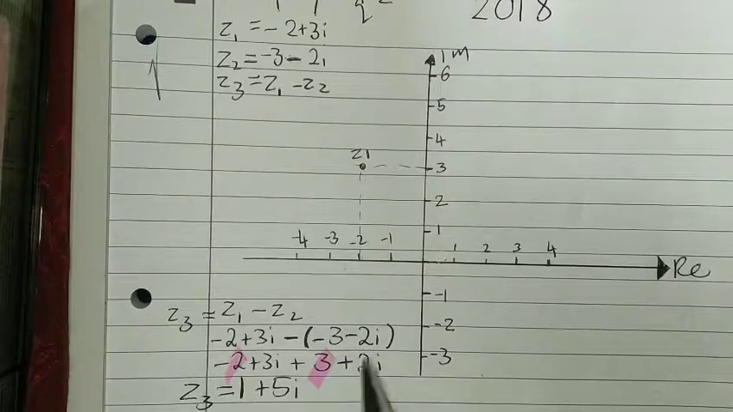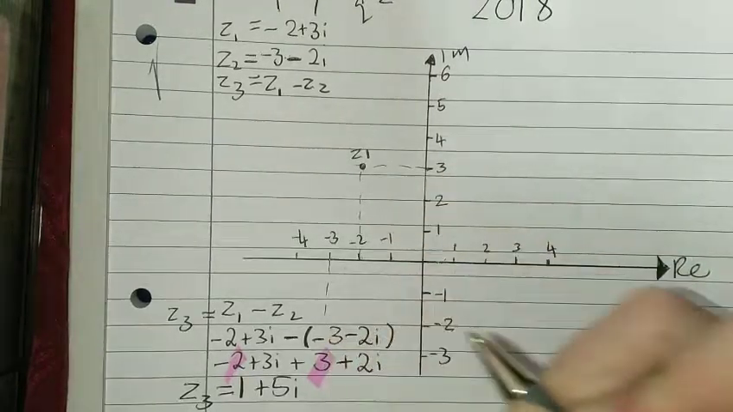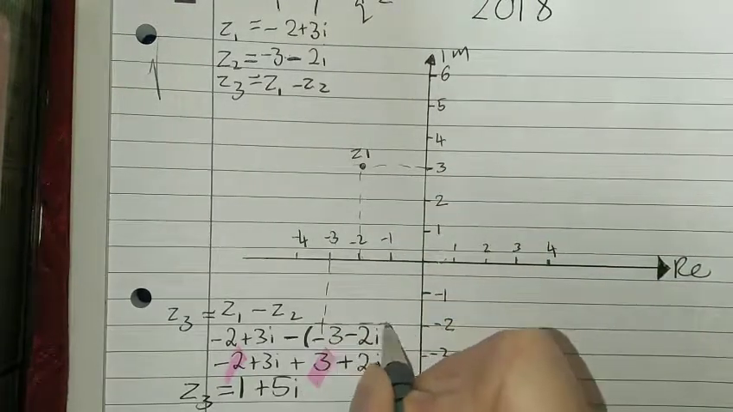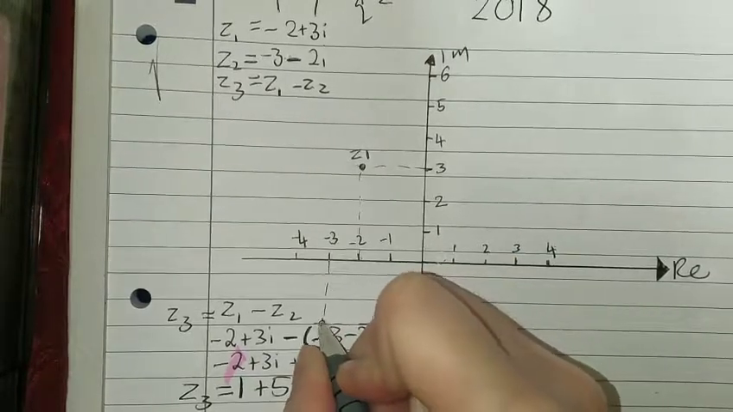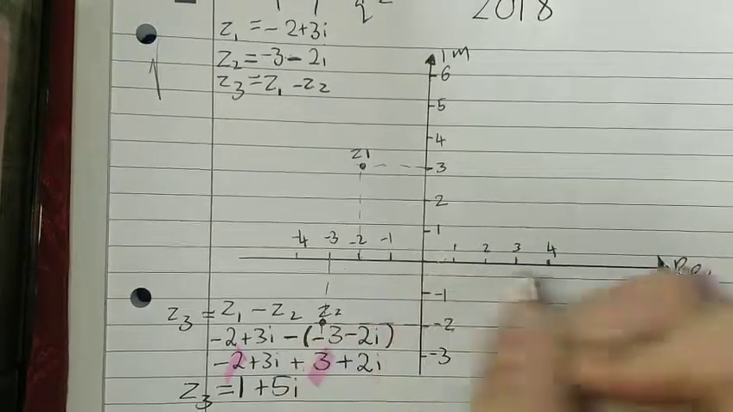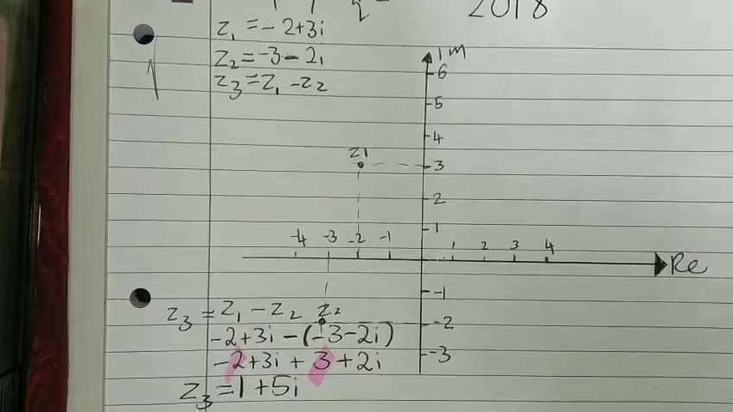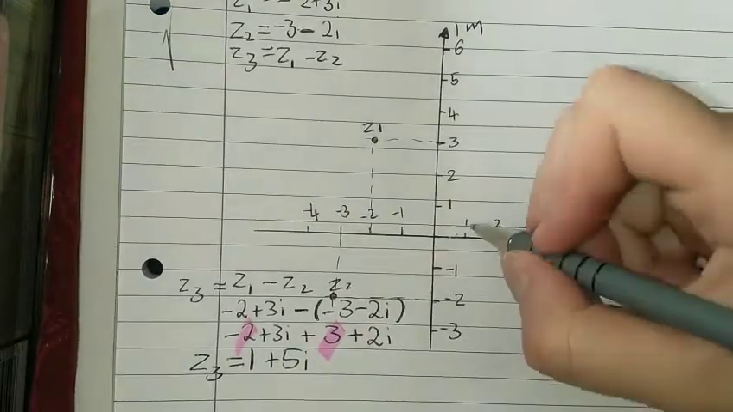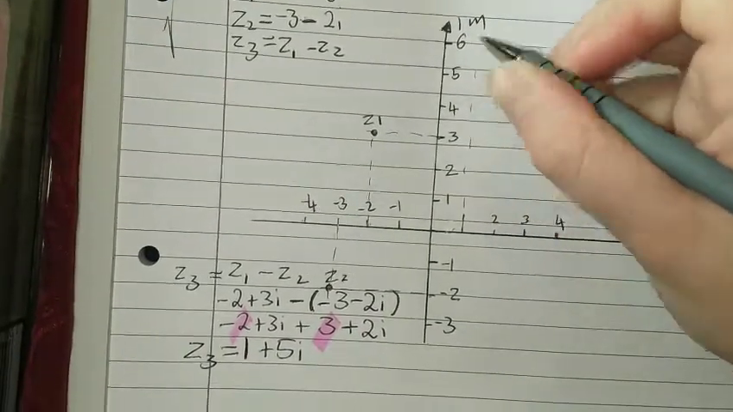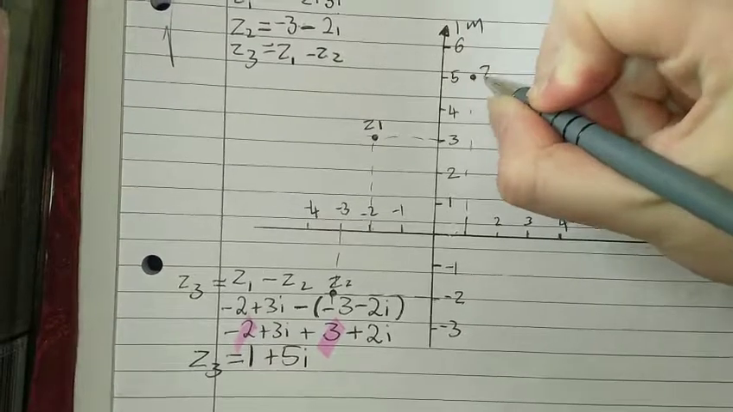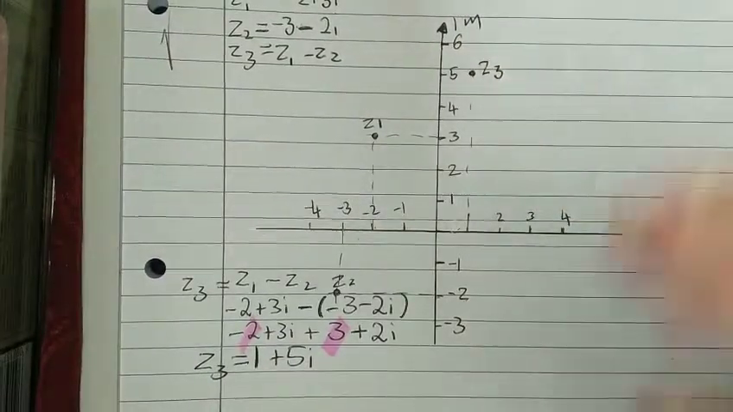Then Z2 is minus 3 minus 2i. So across minus 3 and then minus 2i. It's actually going to be, I didn't leave myself much space. So this here is Z2, and then Z3 is 1 plus 5i. So across 1 and then up 5, so this is Z3.